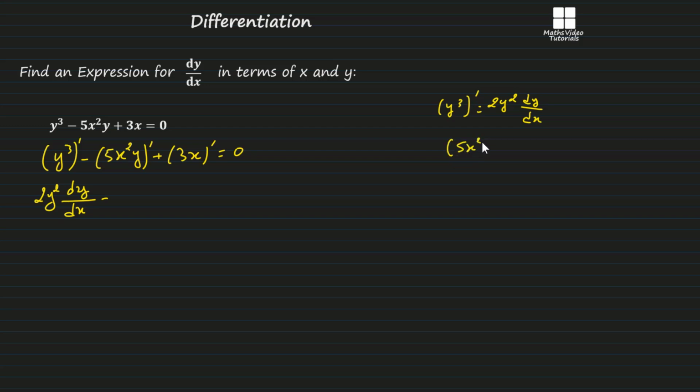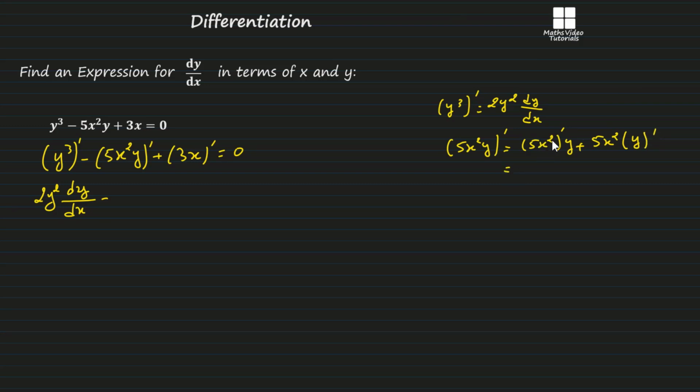Let's do the next one, 5x squared y dash. For this one we use the product rule. We first differentiate 5x squared and multiply it by y, and then we differentiate the y. I should have put a dash there, so let me change that outside. Let's do the working out.